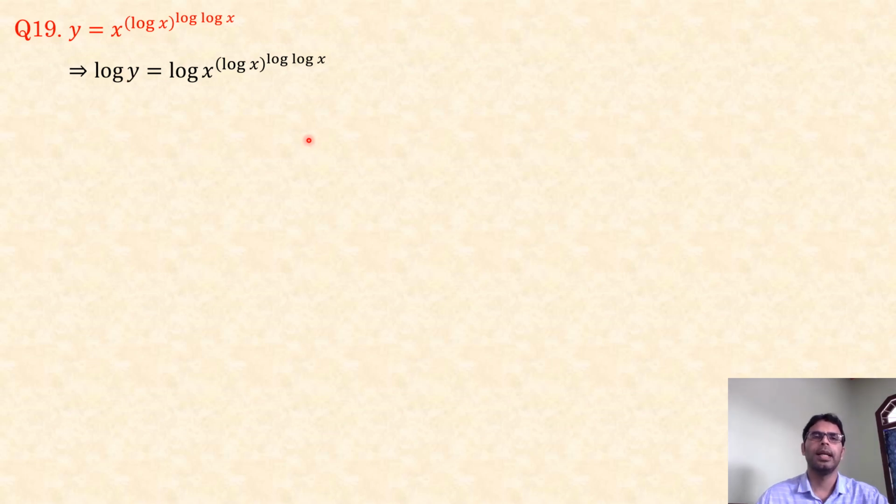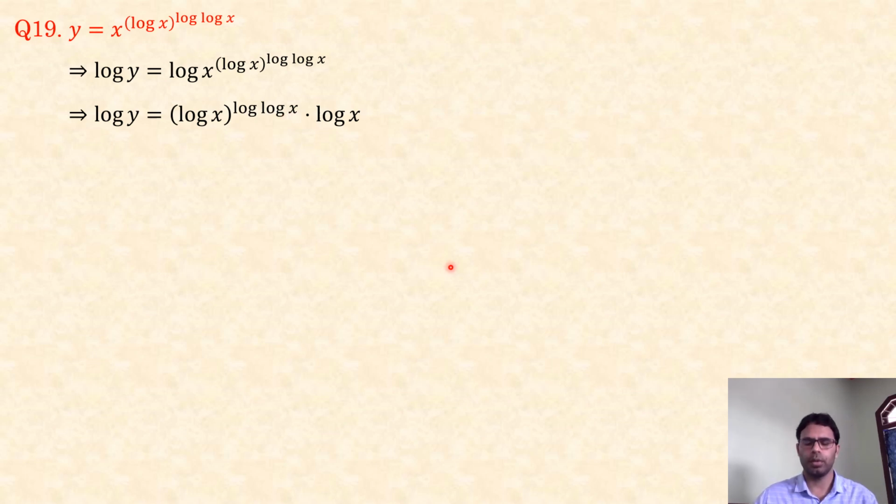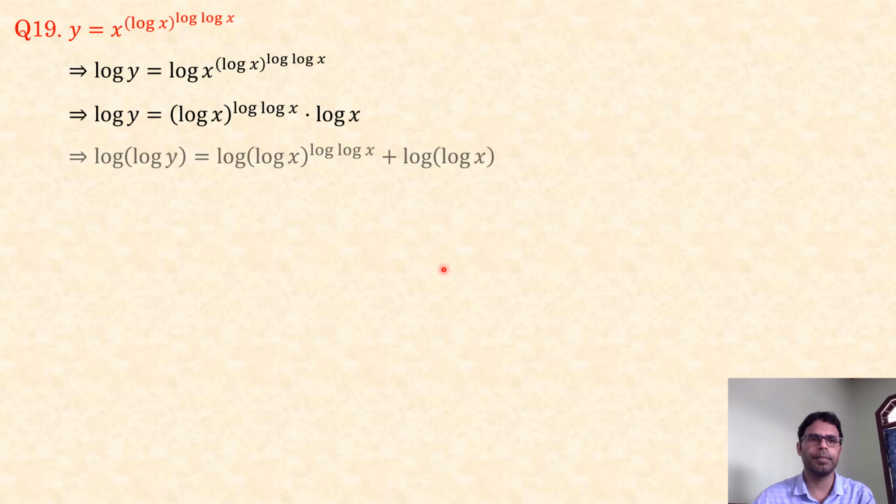So log of this. Now use the property of logarithm. On the left hand side it remains the same, but on the right hand side you see log of x to the power, this total power will come in front of this log. So log of y is equal to this total power, log x to the power log x, coming at a time into this log x. Now you see in this part the base is variable and the power is again variable, so we must take logarithm again. So I am going to take logarithm again here.